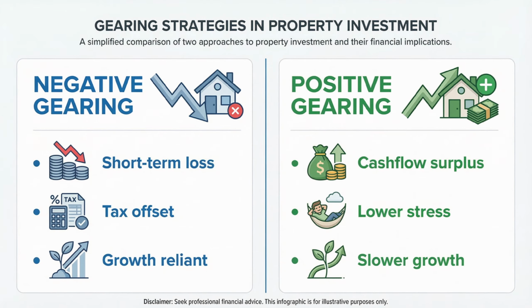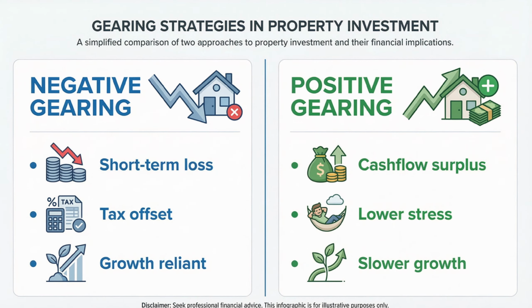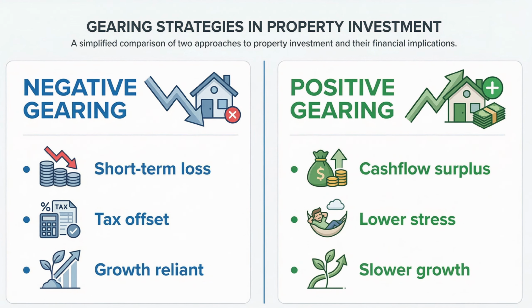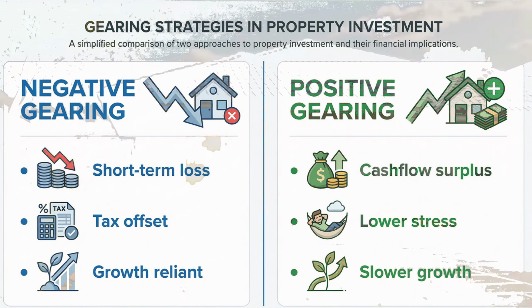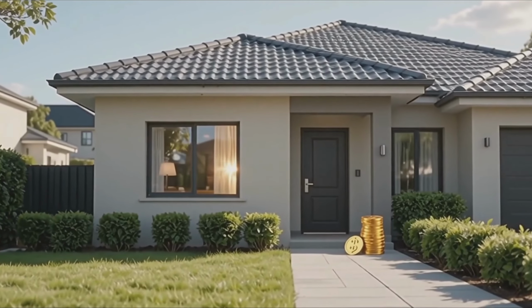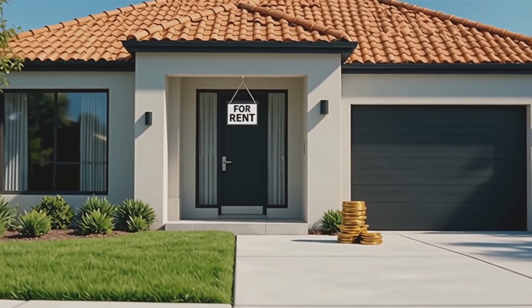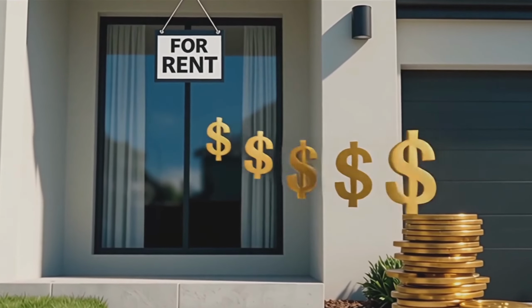Now, compare that with positive gearing. A positively geared property generates more rental income than expenses, meaning it produces surplus cash flow. While these properties may not always deliver rapid growth, they reduce financial stress and provide greater stability, especially during uncertain market conditions.